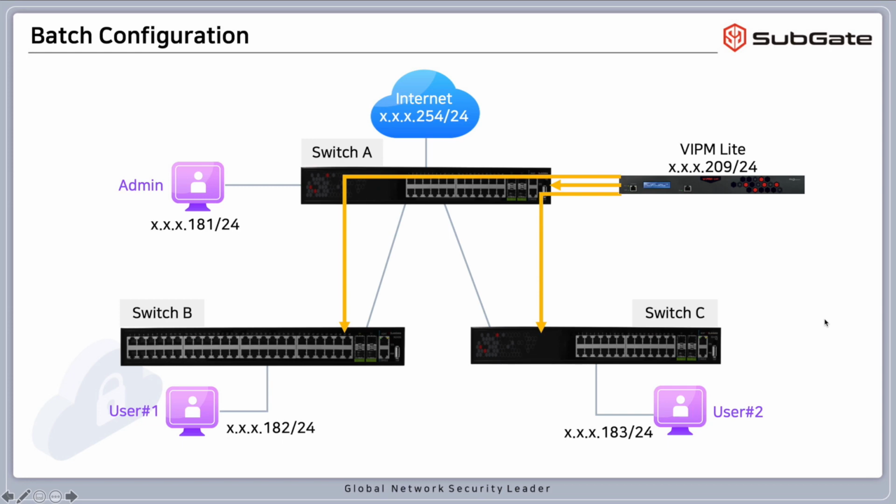So in this case, if you use the VIPM batch configuration, we can apply the configuration at the same time. It doesn't matter how many switches in the network. So now I'm going to add one command in the VIPM, which is a self-loop detect command, and I make the sample configuration and apply to switch A, switch B, switch C at the same time together. So let's see the result together.